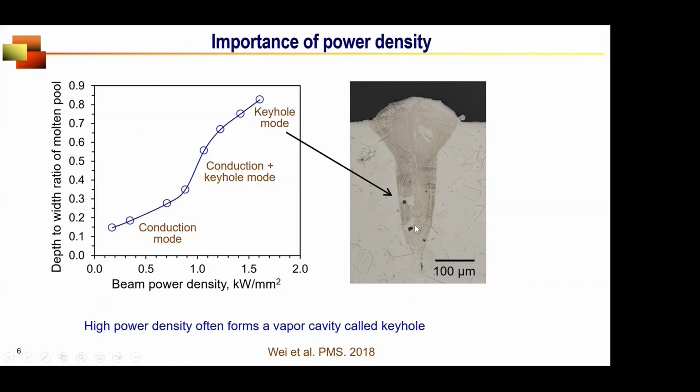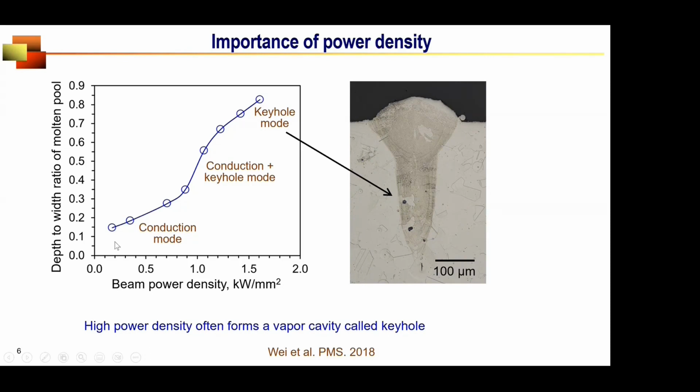Specifically, if we were to plot the beam power density as a function of the depth to width ratio of the fusion zone, in this case, we have a very high beam power density, and we have what we call a keyhole mode. That means some portions of the metals vaporize instantly, and we form a vapor cavity called keyhole, and the liquid metal starts moving all around the keyhole.